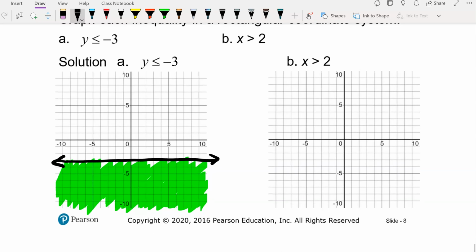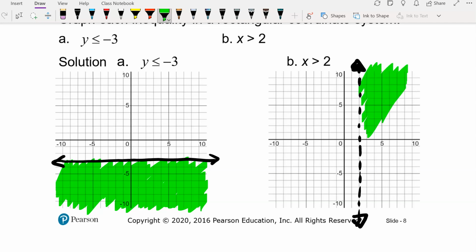All right, next one. We have x is greater than 2. It doesn't have an equal to line, so that means it's a dashed line at 2. And then greater than is pointing to the right, so it's going to be that right-handed section.